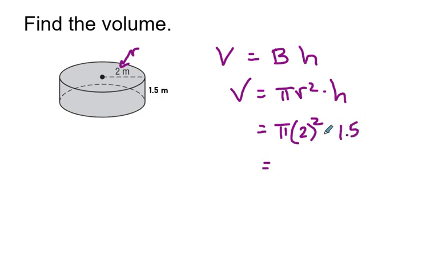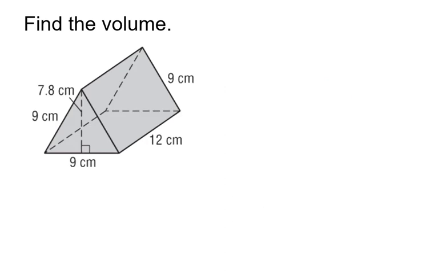Now I can just simply multiply this out. So that's 4. 4 times 1.5 is 6. So I could write my answer as 6 pi. Or if you like, you can always make that into a decimal as well. And so 6 pi is about 18.85. And our units, in this case, it looks like are meters cubed. Because remember, volume is measured in cubic units. All right, we've got one more example for us.